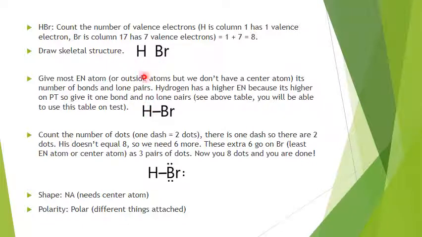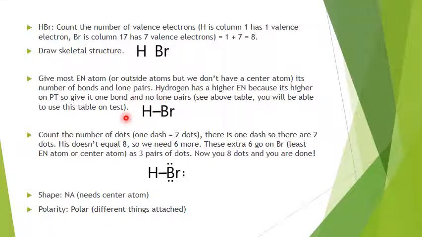Okay, so which atom are you going to give the bonds and lone pairs to? Okay, so you've got to pick one of them, and it actually doesn't matter which one you pick, but we're going to pick hydrogen because it has a higher electronegativity because it's higher up. Okay, so hydrogen has 1 bond, so put that there.